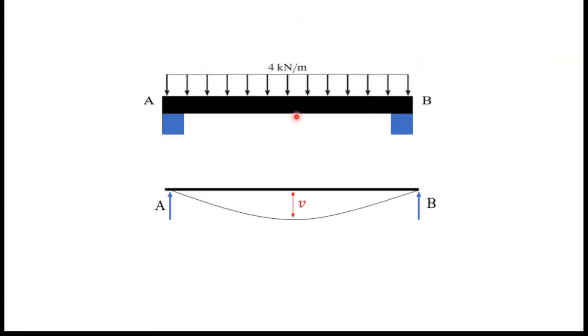So this is our beam. In the diagram below you can see the deflected shape of the beam. In the middle of the beam I marked V, which is a deflection. Actually it's the maximum deflection.